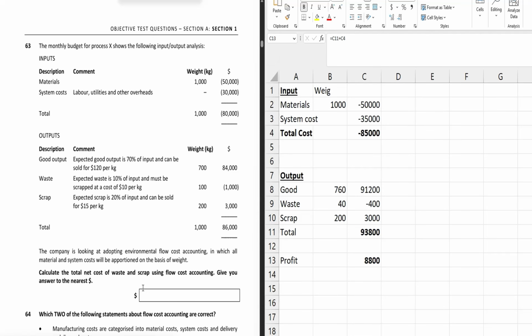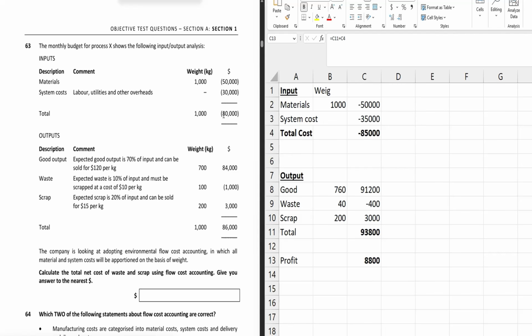Now, the question is asking you to calculate the total net cost of the waste and scrap using flow cost accounting. According to flow cost accounting, we value the wastage and scrap based on the input figure. So, according to the input figure, if we are using 1000 kg of input or material, the total cost incurred, including the system cost, everything, overhead, utility, is 80,000. So the per kg cost will be 80. For 1000 kg it's 80,000, so obviously for 1 kg it will be 80.